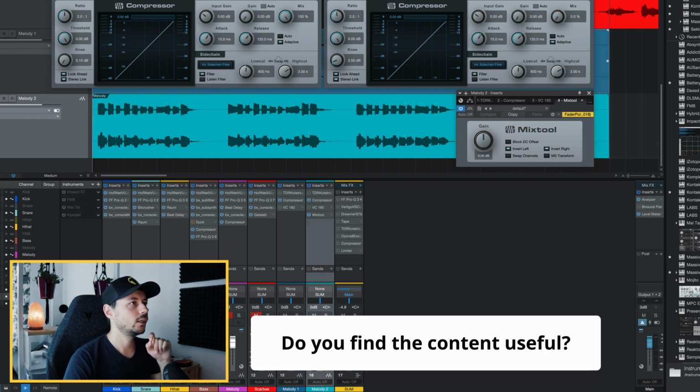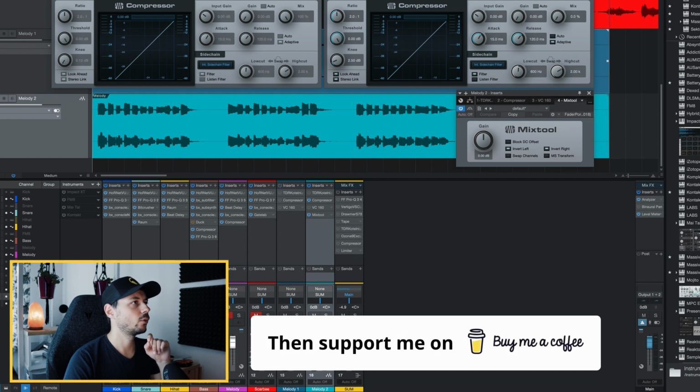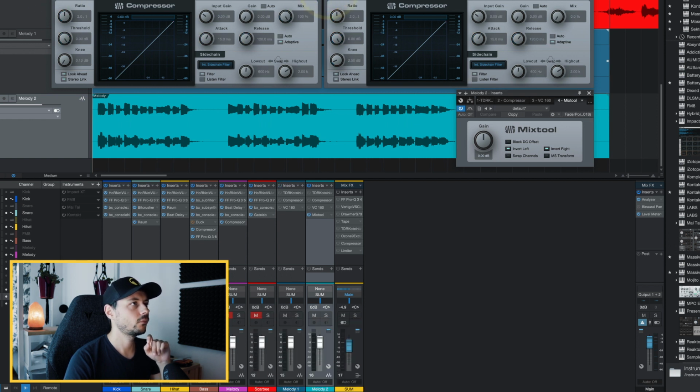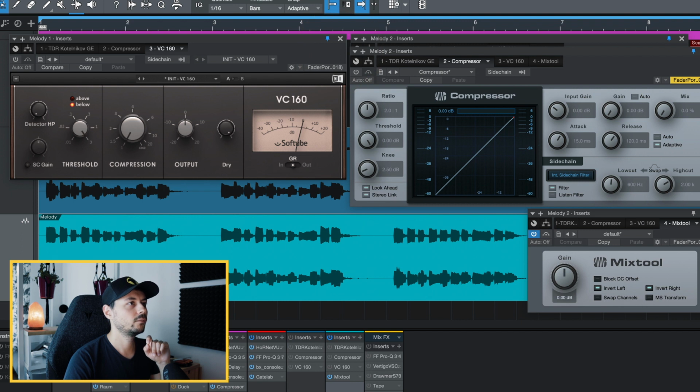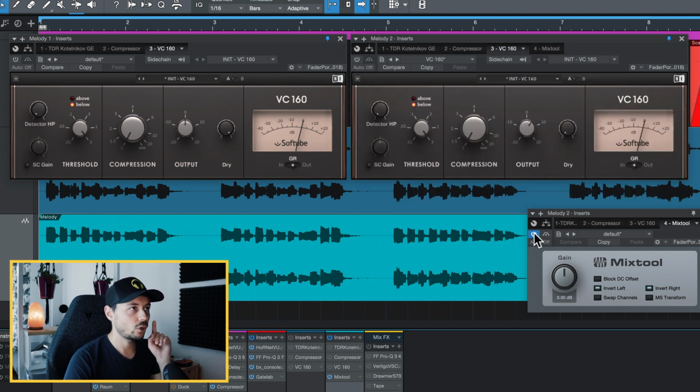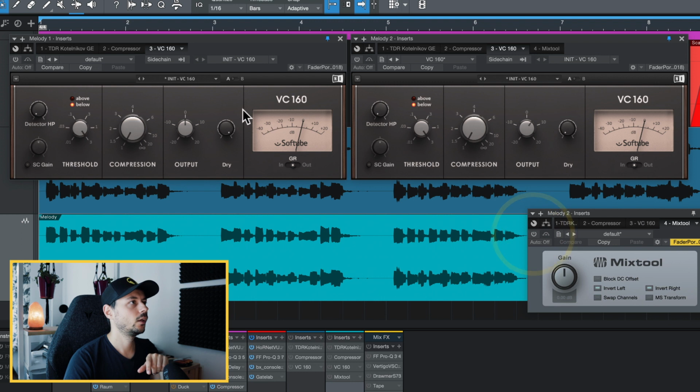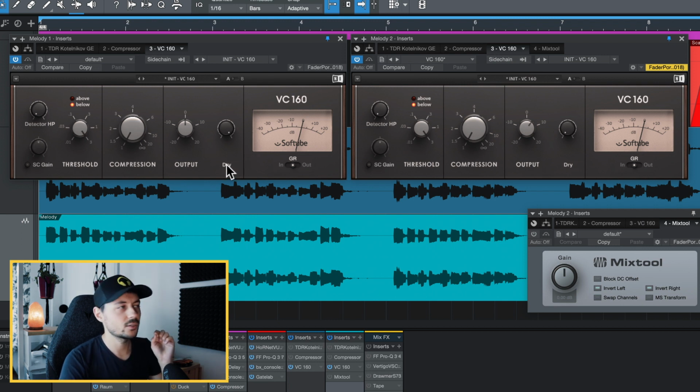And what we do now is we switch off both compressors, click them away, switch off the mix tool again, and switch on those two compressors that both have the dry knob, or dry mix knob.